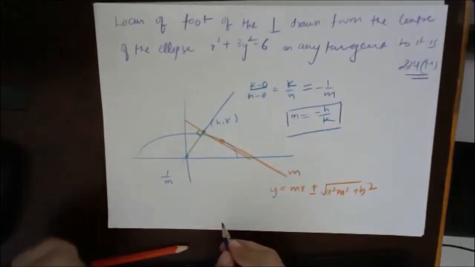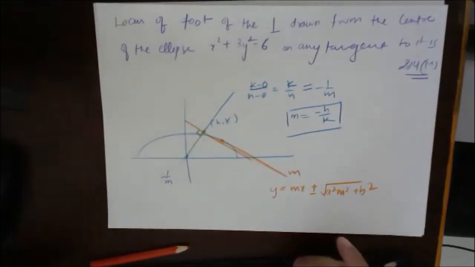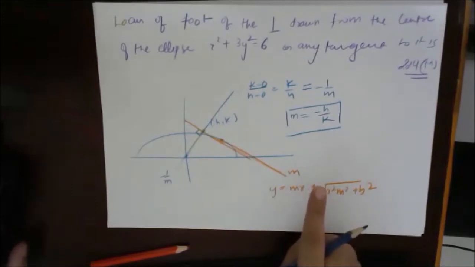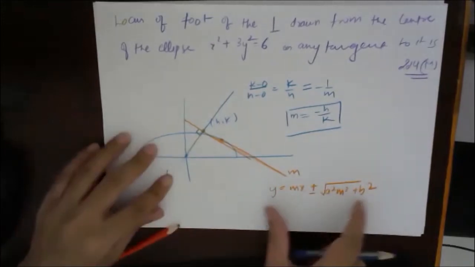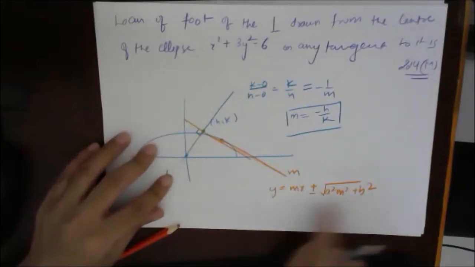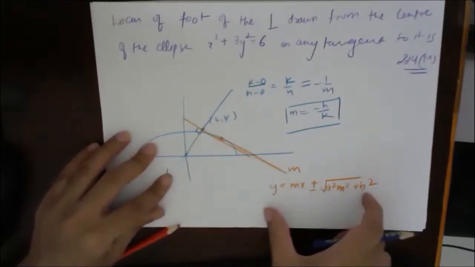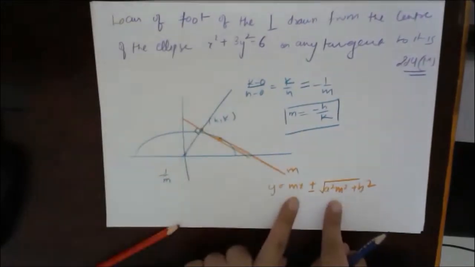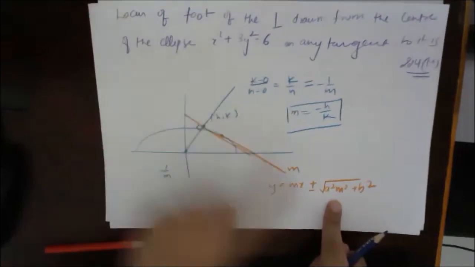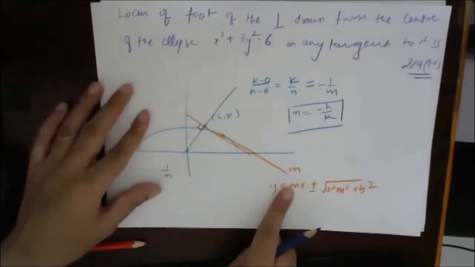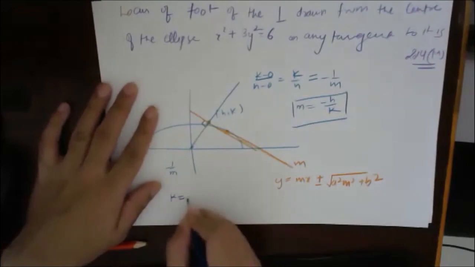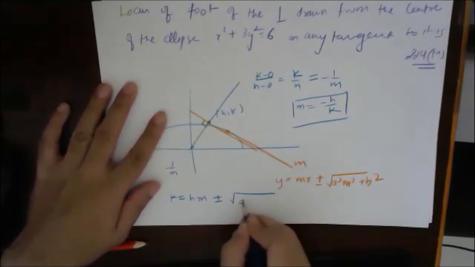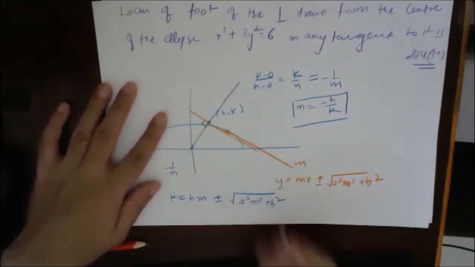Understood? Fine. Now see, we have got this equation and the previous equation. This tangent is also passing through h comma k, so h comma k should satisfy this equation of the line. If I substitute h comma k here, k equals hm plus minus under the root of a square m square plus b square.